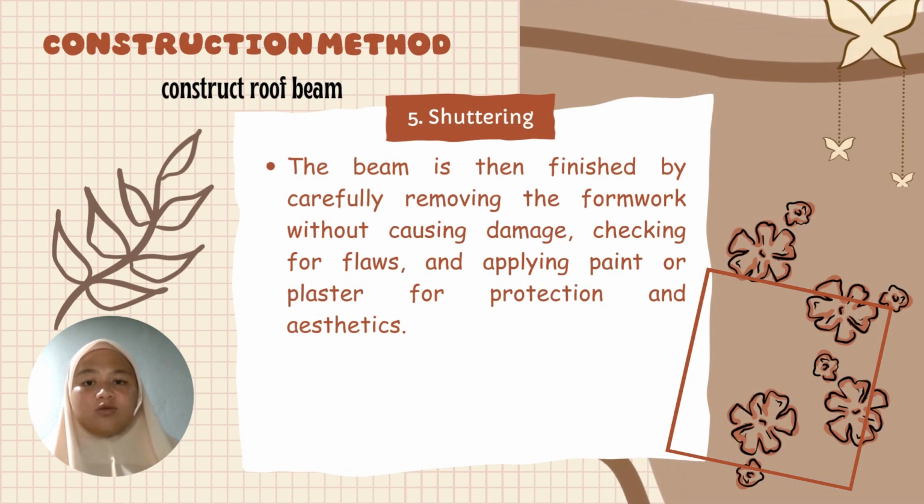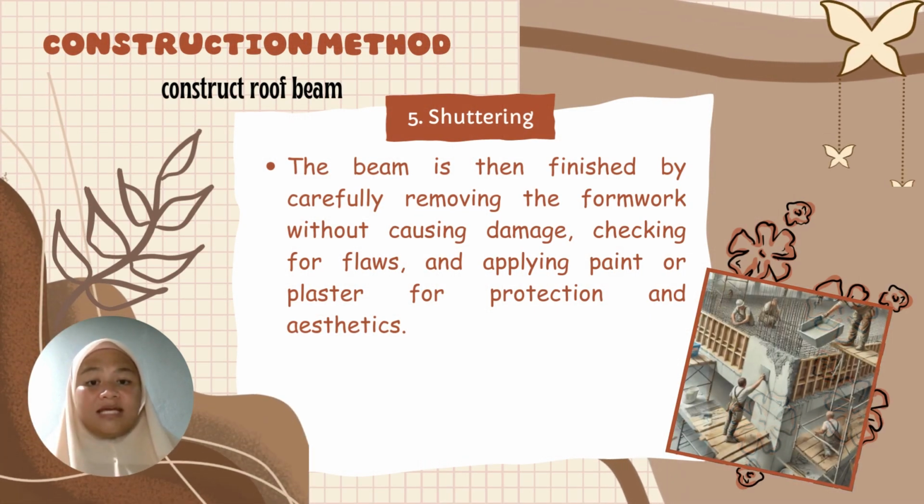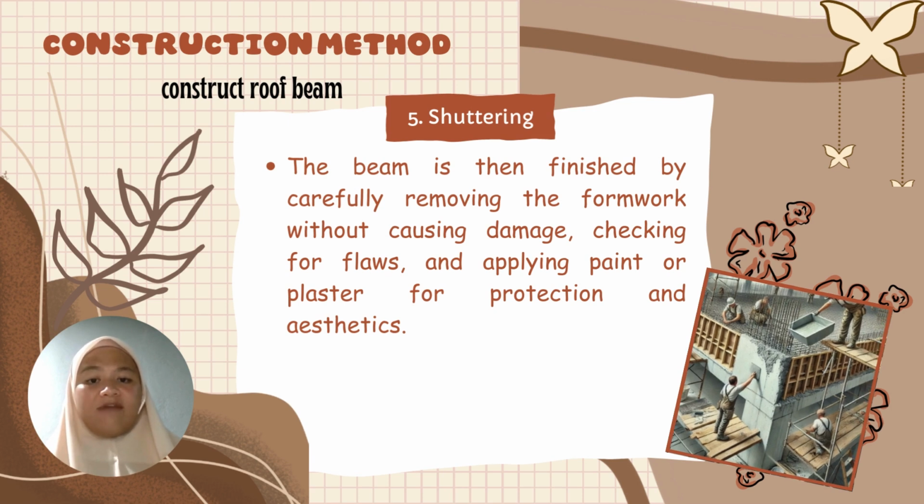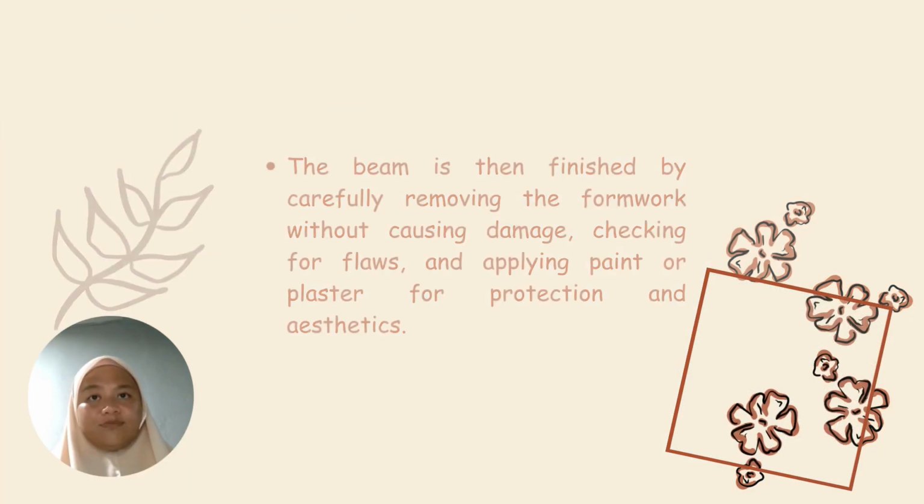The last method to construct a roof beam is shuttering. The beam is then finished by carefully removing the formwork without causing damage, checking for flaws, and applying paint or plaster for protection and aesthetics.